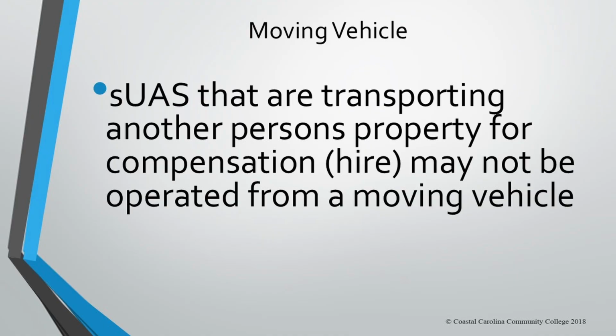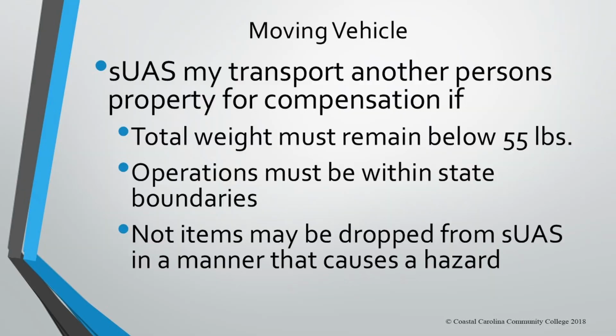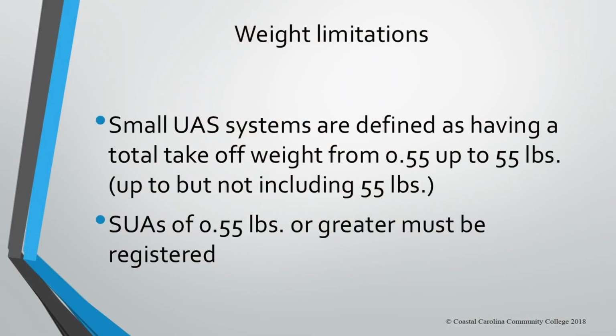Drones that are transporting another person's property for hire may not be operated from a moving vehicle. You may transport another person's property for compensation if the total takeoff weight is below 55 pounds. You do not fly outside of a state boundary, and no items may be dropped from a drone in a manner that causes hazards.